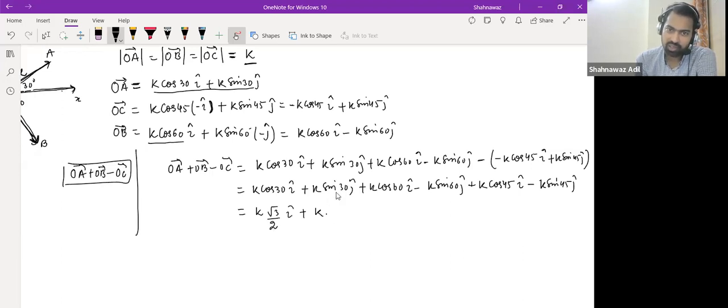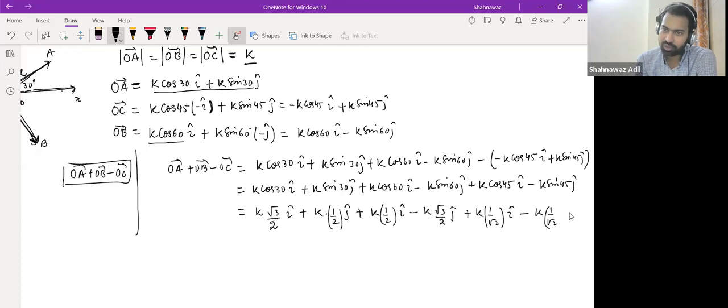So just the opposite, simply 1 by 2. Right. And then we have cos 60, which is 1 by 2. And then sin 60, which is root 3 by 2. And then cos 45, which is 1 by root 2. And then again sin 45, 1 by root 2. So these are the numbers.